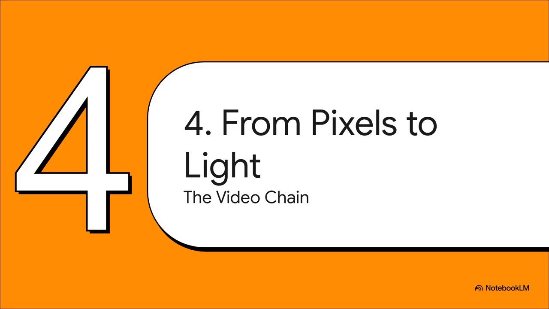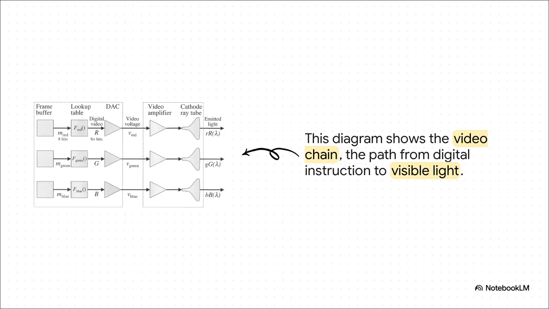So the GPU has done its job. It's created a complete digital map of the next frame. But how does that map, which is really just a collection of ones and zeros, become the actual light that we see on our screens? This diagram here lays out that final stage of the journey perfectly. This whole thing is called the video chain. It's the hardware path that translates the GPU's digital plan into an analog signal that your monitor can actually understand and use to make a picture.